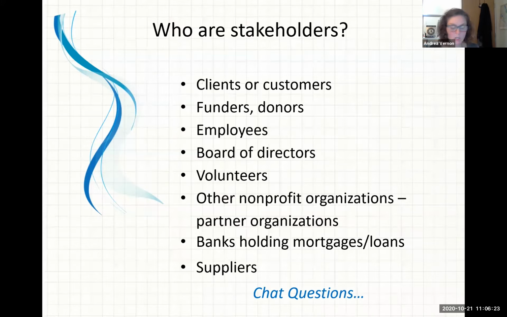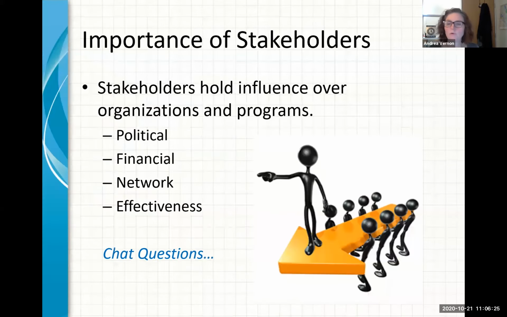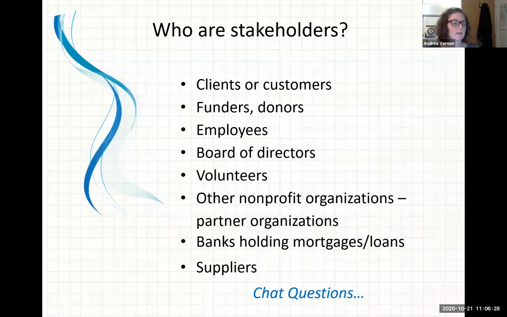So this list is pretty broad. Thinking about who stakeholders are in a broad context is really valuable because it helps to identify the various webs and interrelationships, from both the internal and the external environment, that the organization exists and operates in.